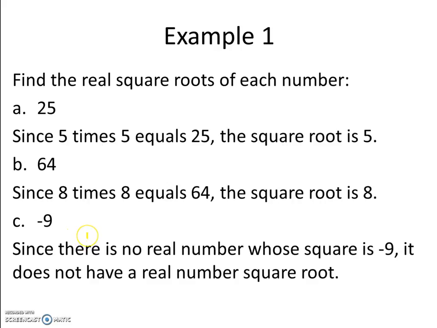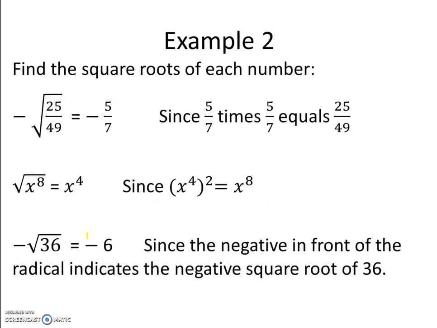However, on part C, -9, since there is no real number whose square is -9, it does not have a real number square root. On example 2, we're asked to find the square roots of each number.